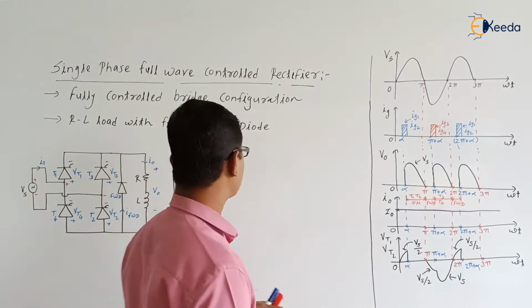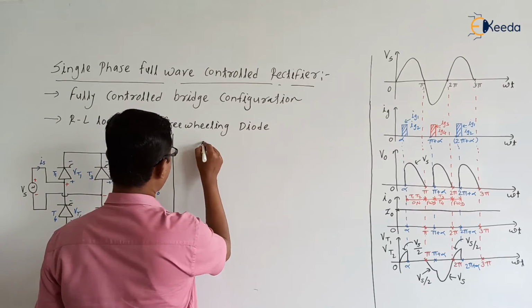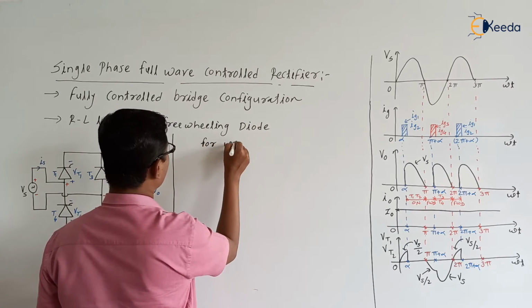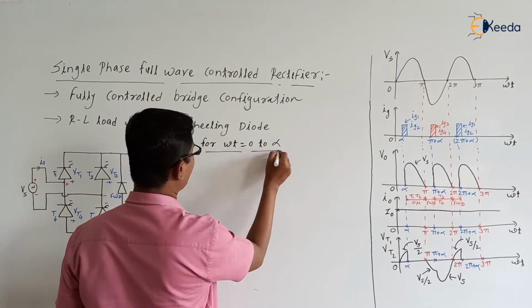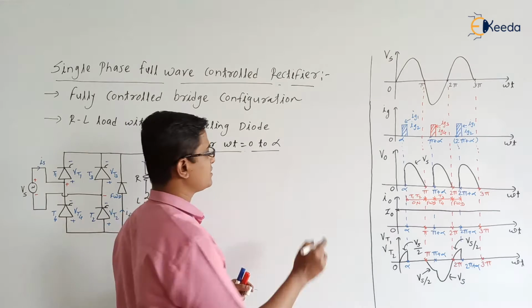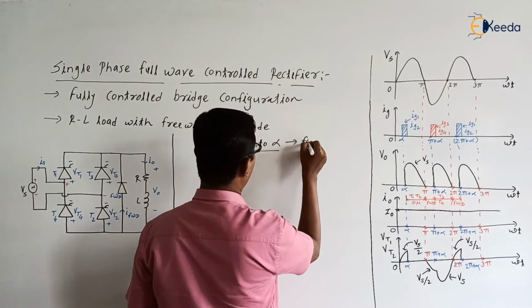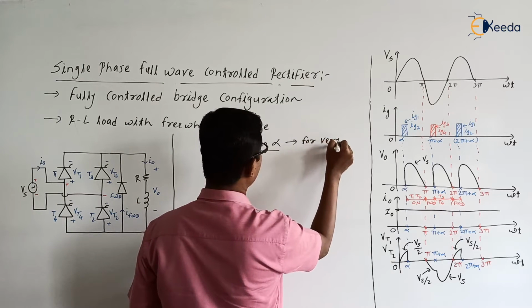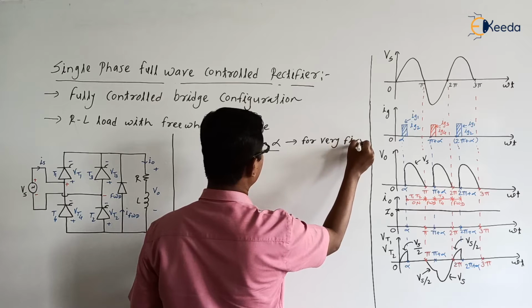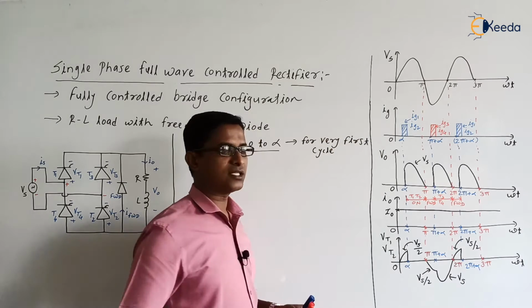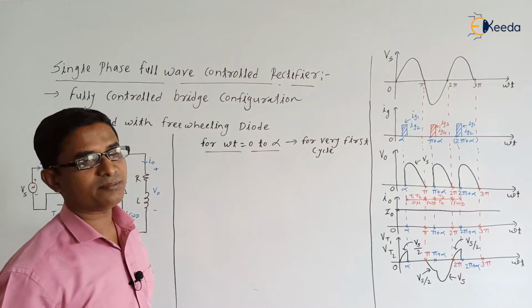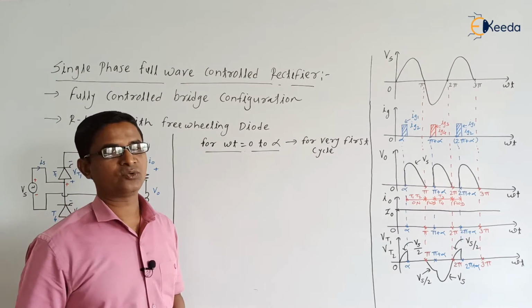So let us consider omega t is equal to 0 to alpha, for the very first cycle. Very first cycle means before that cycle the circuit was at the rest position, means the supply was not connected to the circuit.